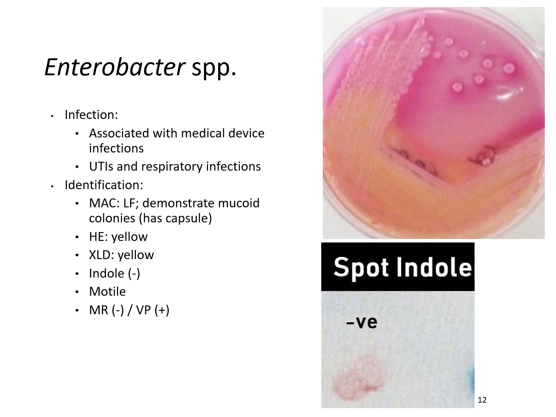I also want to point out that with any organism, when you do the MR-VP test, they cannot be positive for both, so they have to be positive for one or the other. Here's an example of a spot indole test, and you can see the pinkish color is negative. You can see a little hint of that blue here, and this would be considered positive. But this particular organism is indole negative.